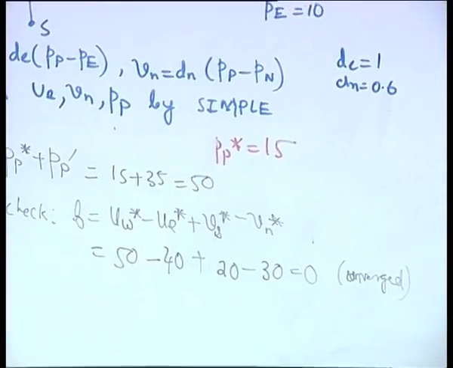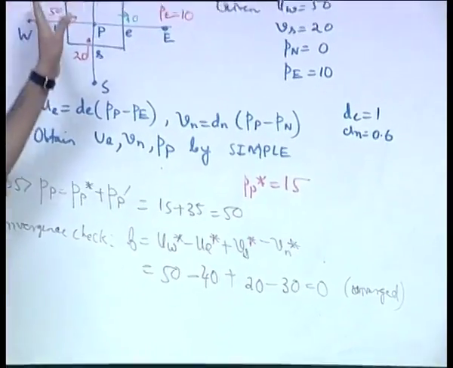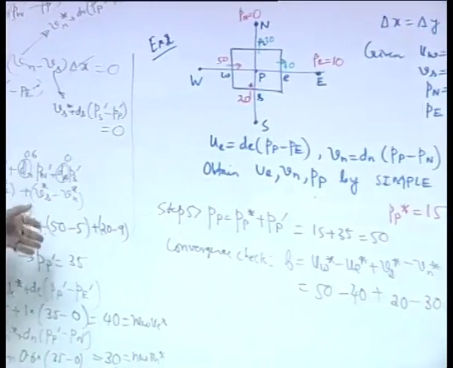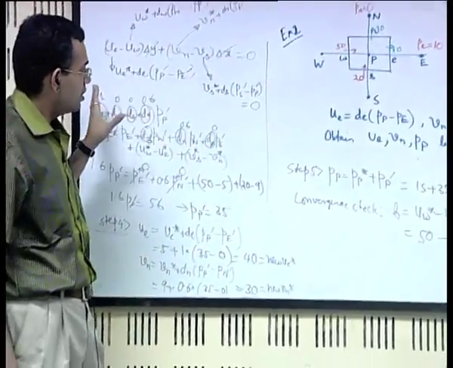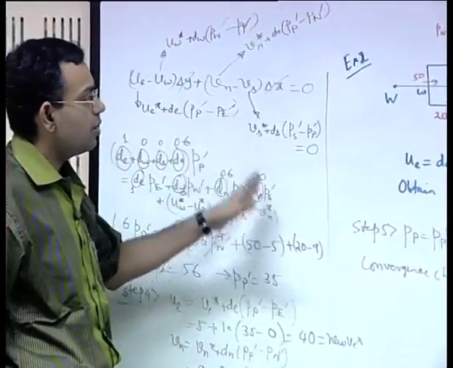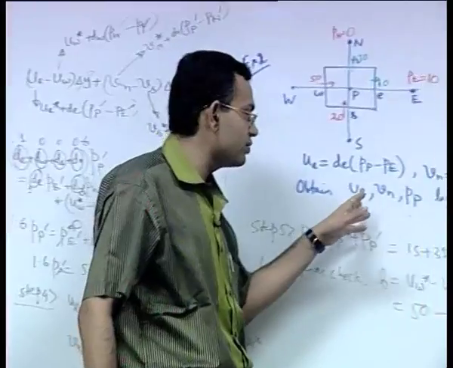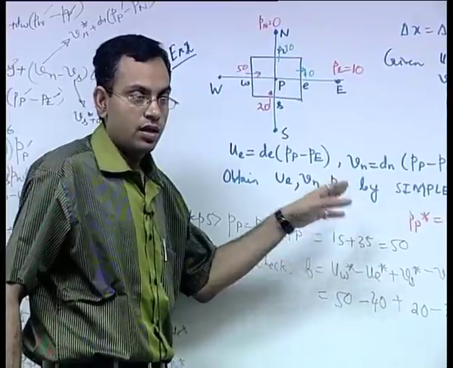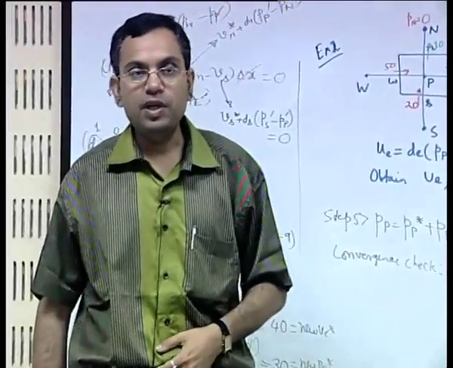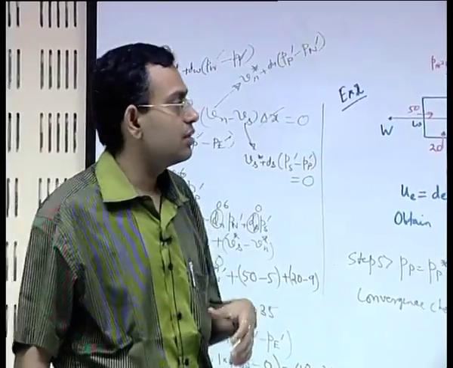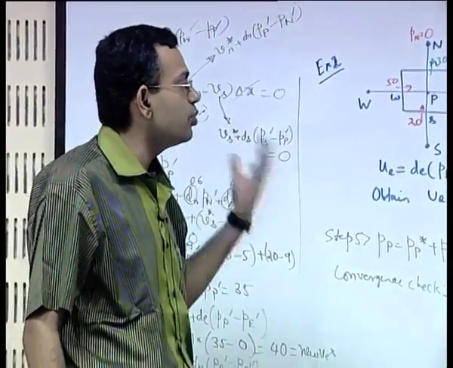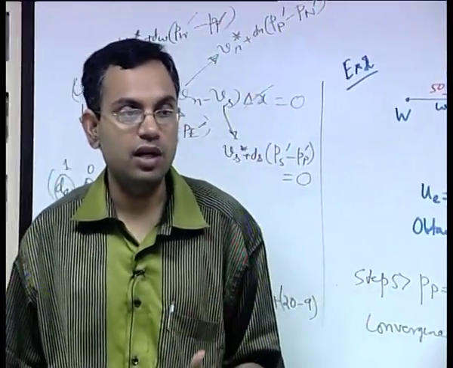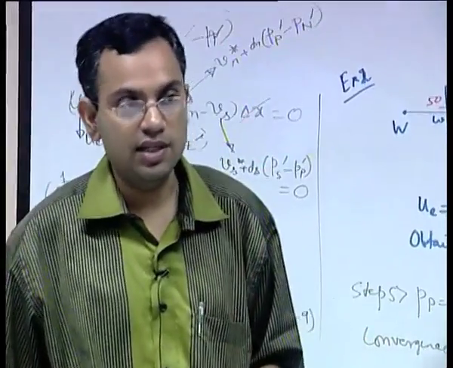So, you can see that the total rate of inflow is same as total rate of outflow over this control volume. So, that means the calculations in this iteration are the converged values for UE, Vn and Pp. So, we will stop here today, and in the next class we will consider a slightly improved version of this algorithm known as revised SIMPLE or SIMPLER algorithm. Thank you.